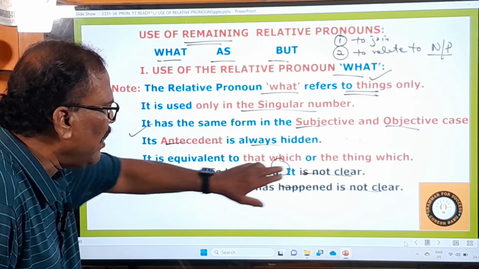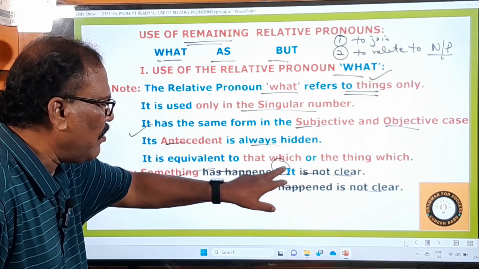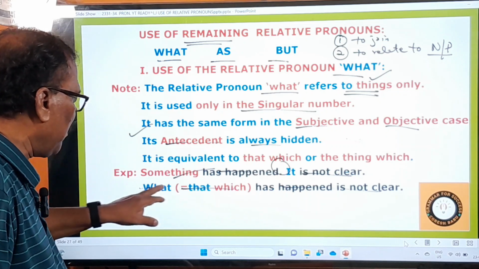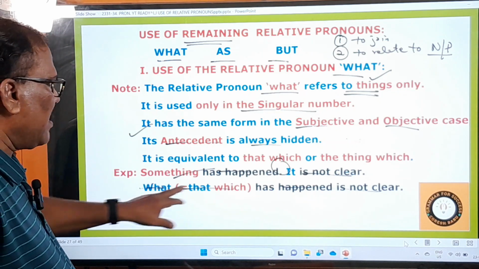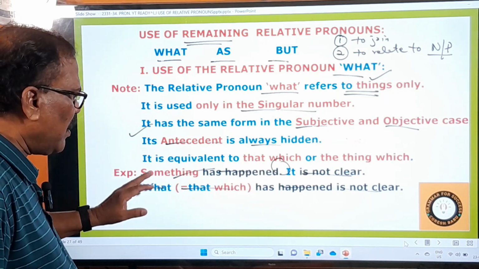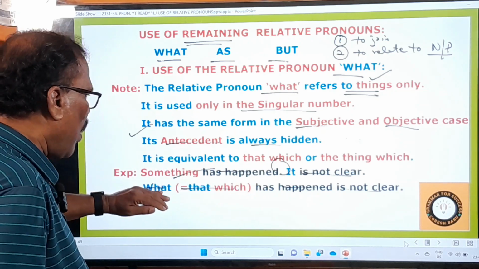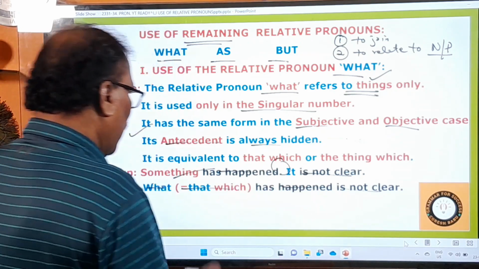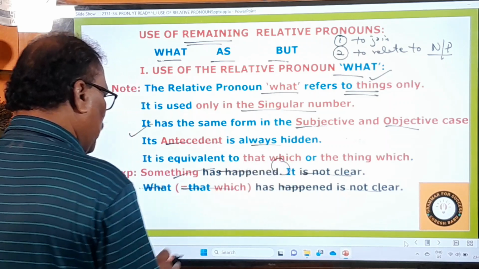What has happened is not clear, because the pronoun "it" is brought to the front position, and instead of it we have used "what". So it is like this. Okay, what has happened is not clear. This is how we have to join the two separate sentences.